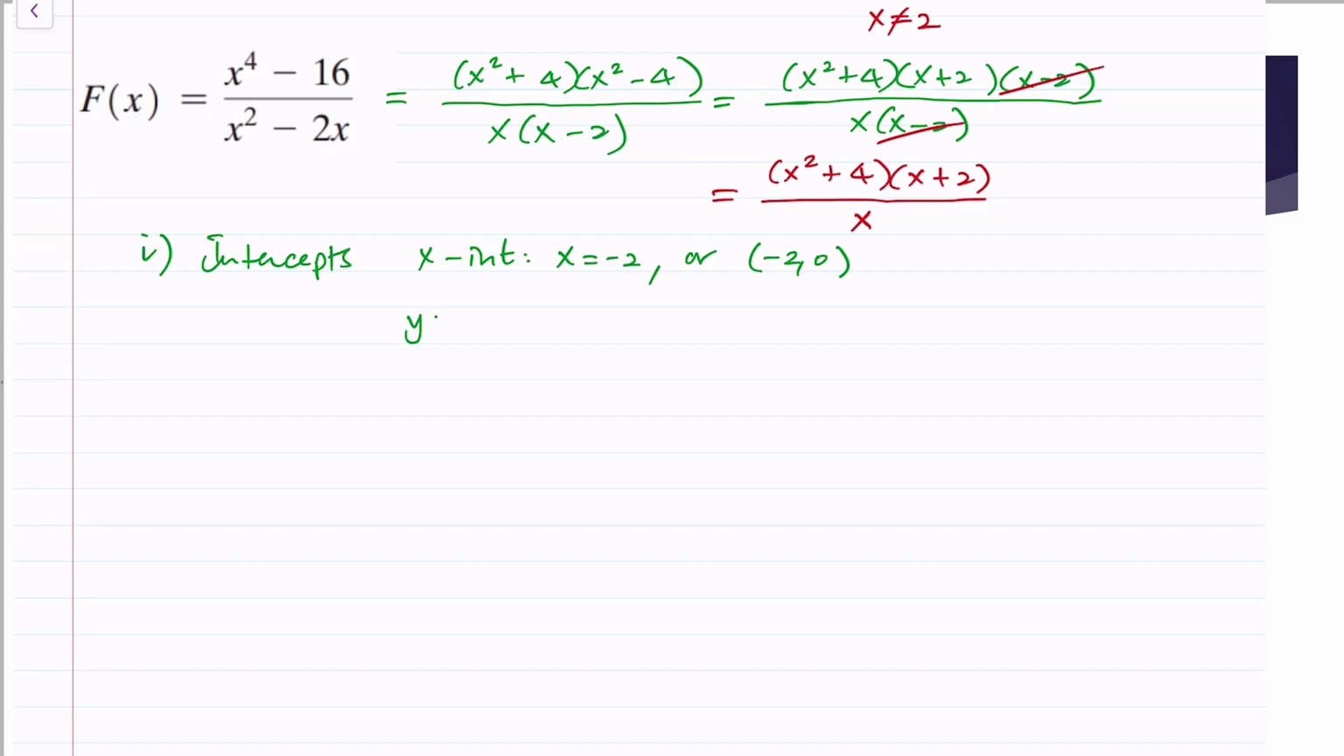Now the y-intercept, that's going to come from capital F of 0. So in other words, you're going to take that rational function, you're going to evaluate it at 0. Now in this case, you can see that it's undefined at 0, actually, because the denominator is x. And so it's undefined, and there's no y-intercept.